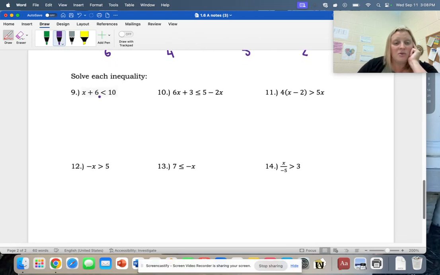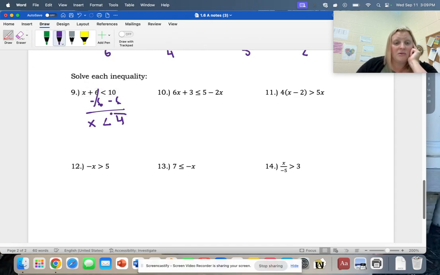Now our last little recap here is how to solve. You would treat this just as if it said equals. So we would subtract 6 on both sides, and we get 4. Now you just don't write x equals 4, you got to use the inequality symbol that was in the problem.